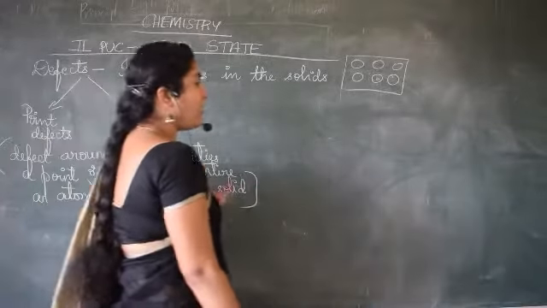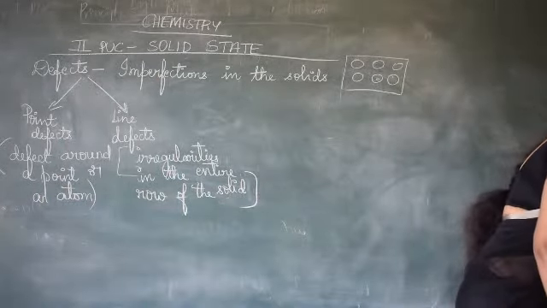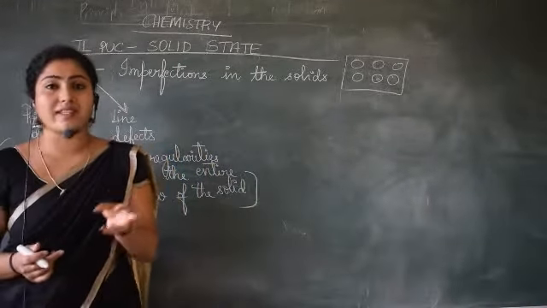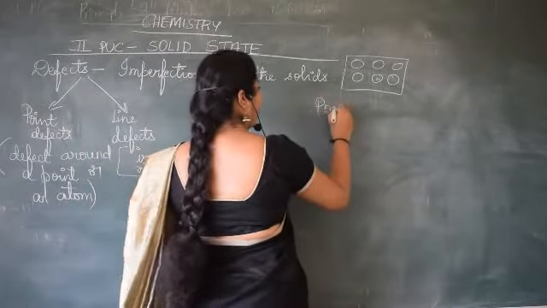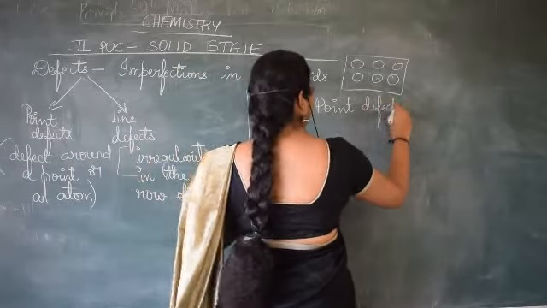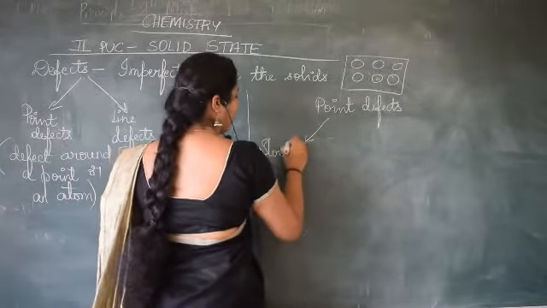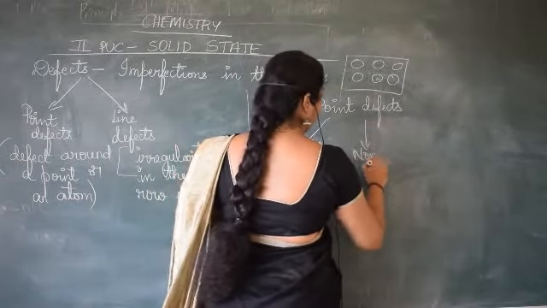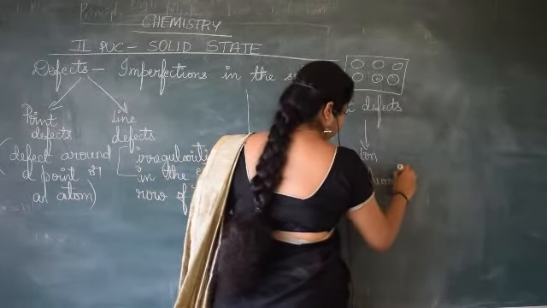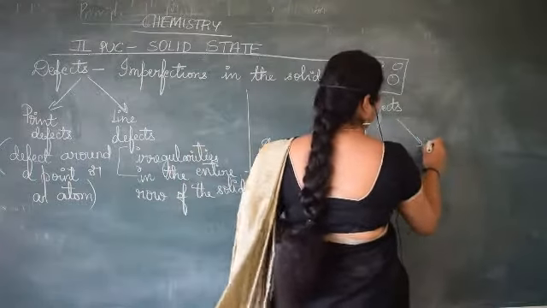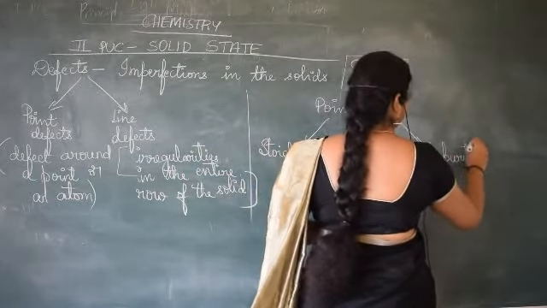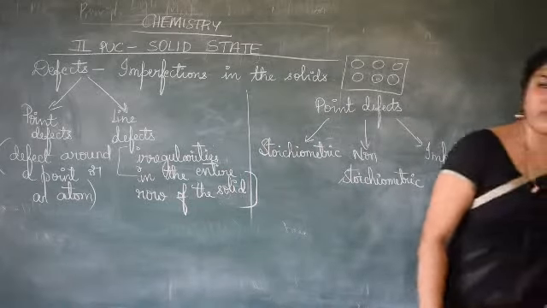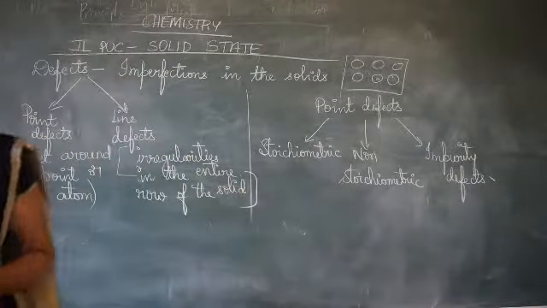Now we are going to study mainly an important type of defect called point defects, where point defects are further classified as stoichiometric defects, non-stoichiometric defects and impurity defects. So these are the three important types of defects, out of which let us first discuss stoichiometric defects.